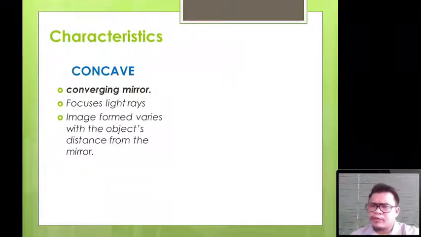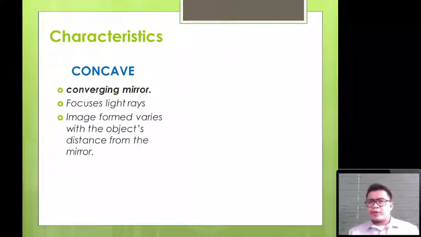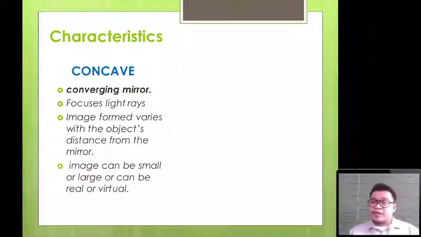The image formed by this kind of mirror varies with the object's distance from the mirror. That means that if you're in front of a concave mirror, depending on the distance that you are in front of it, your image characteristics actually vary or differ. And of course, the image can be small, large, real, or virtual. We will unlock all these terms later on, okay?